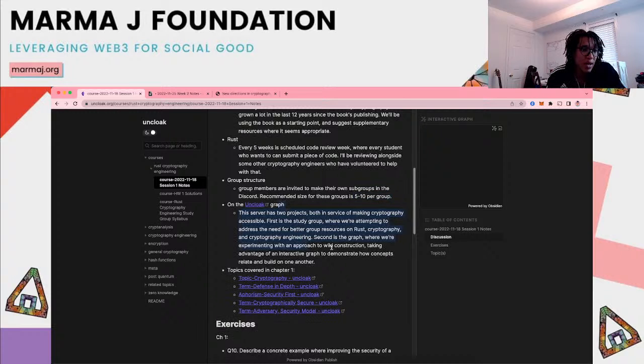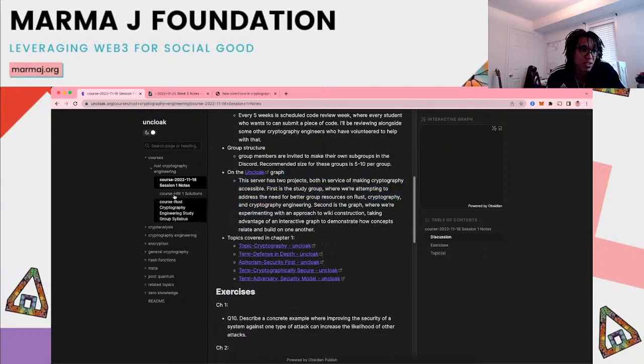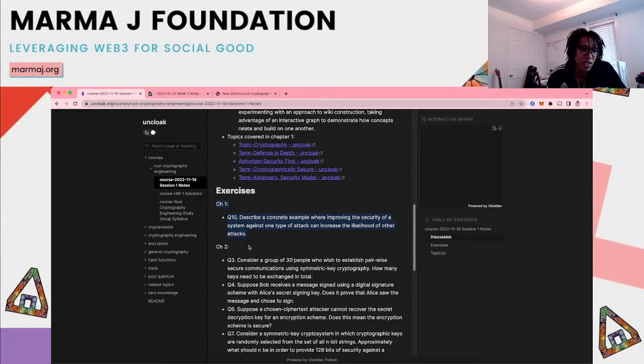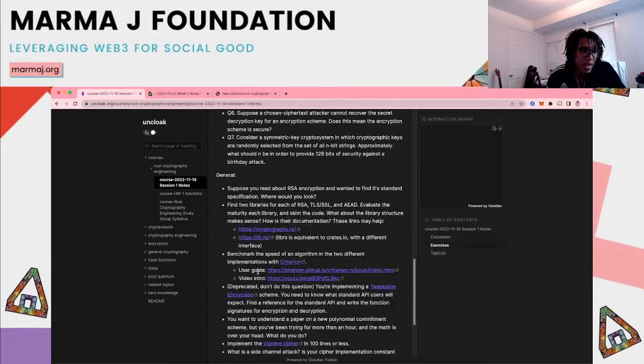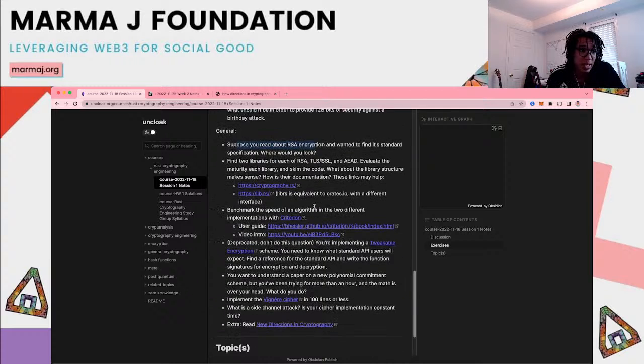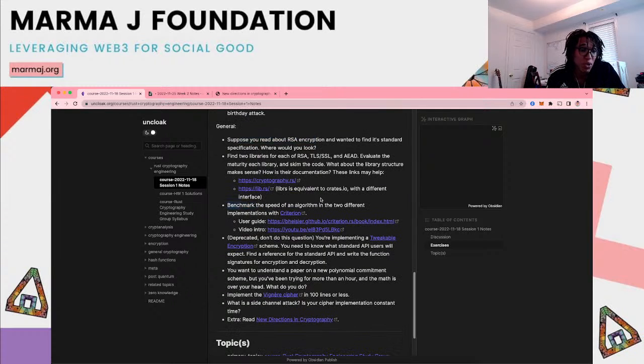On the Uncloak graph, there are 2 main projects. There is the study group here, and then everything else with the Uncloak graph on the bottom. And then hopefully, we put some exercises out as well. So for example, chapter 1 exercises from the textbook, chapter 2 exercises from the textbook, and then some general exercises. So, if you want to read about RSA, how do you do that? If you want to benchmark the speed of your algorithm, how do you do that? What is criterion? There's a user guide I found very interesting from Boggy. The video intro from Boggy was pretty cool.